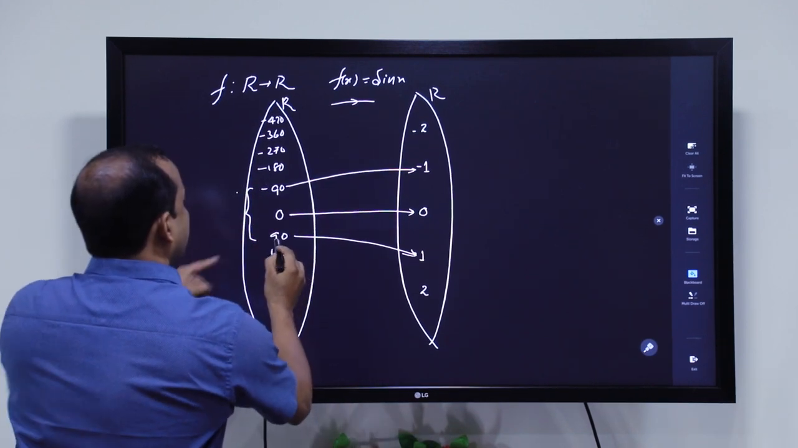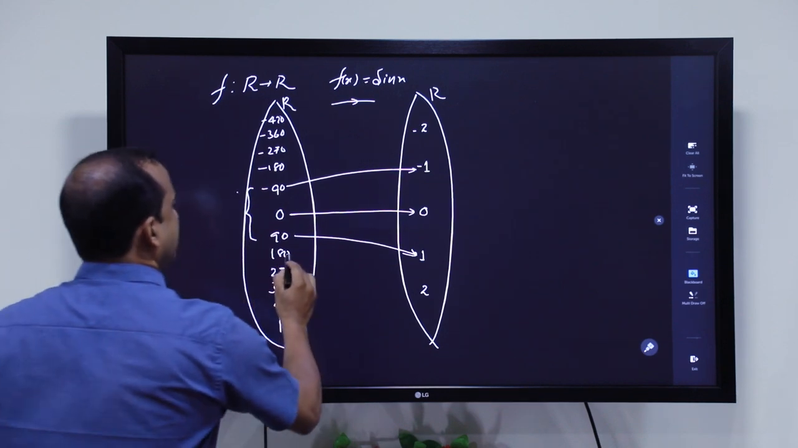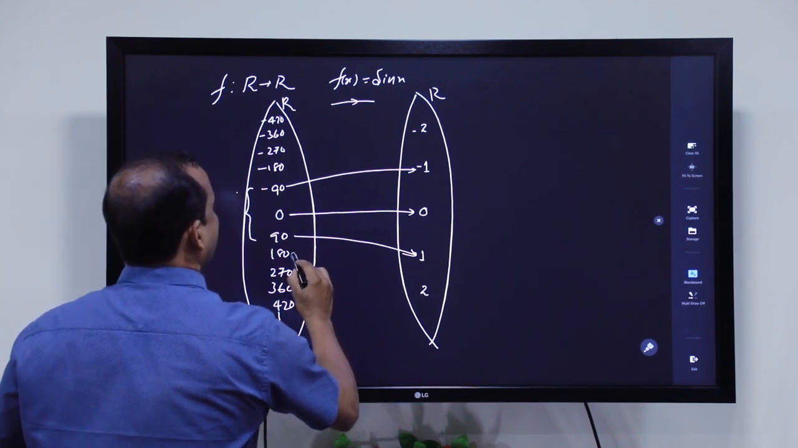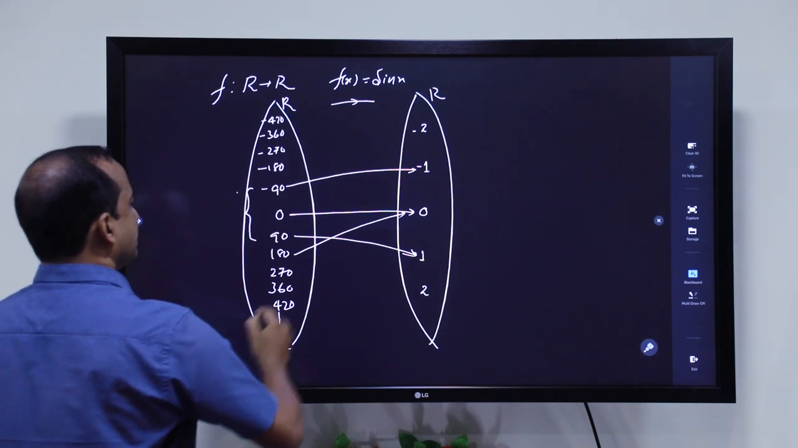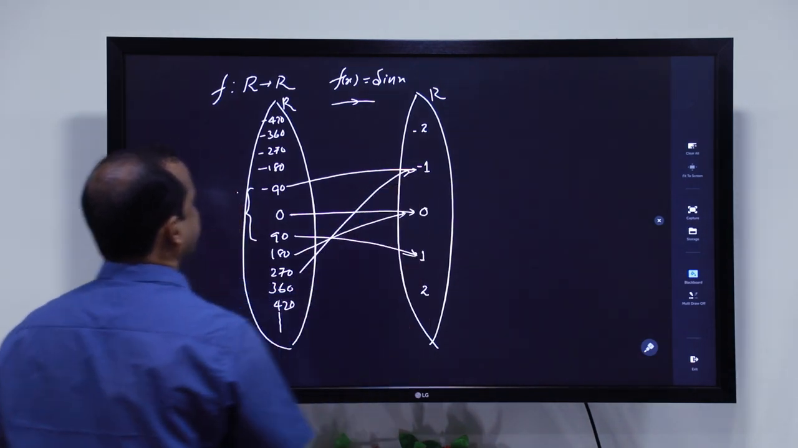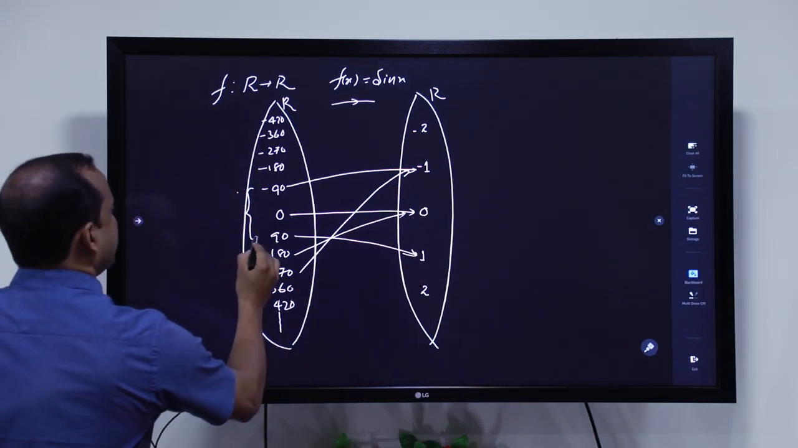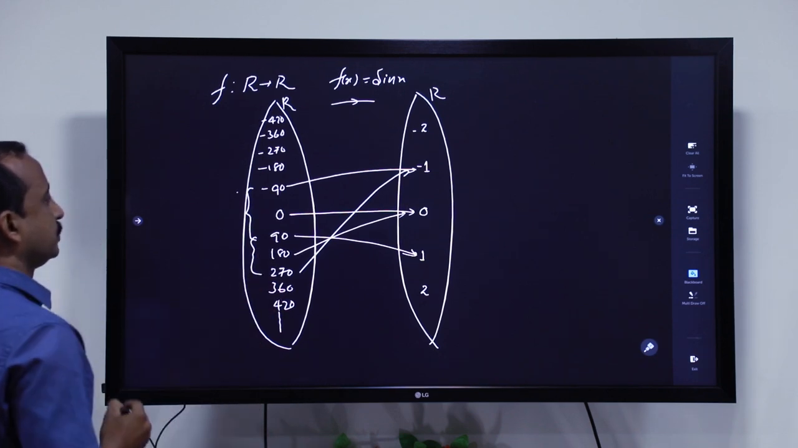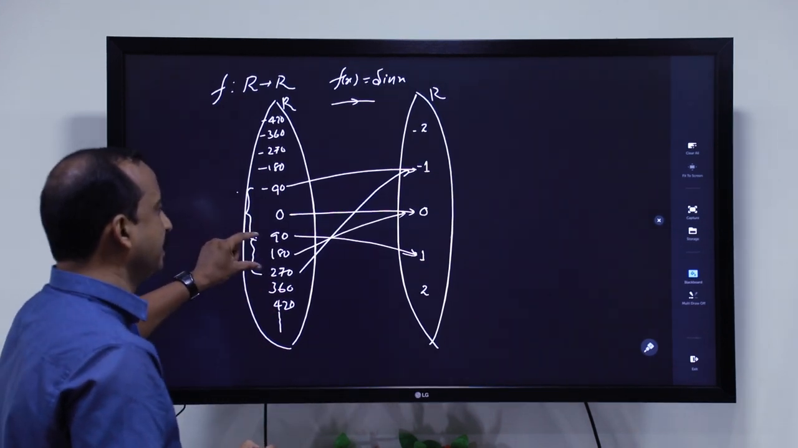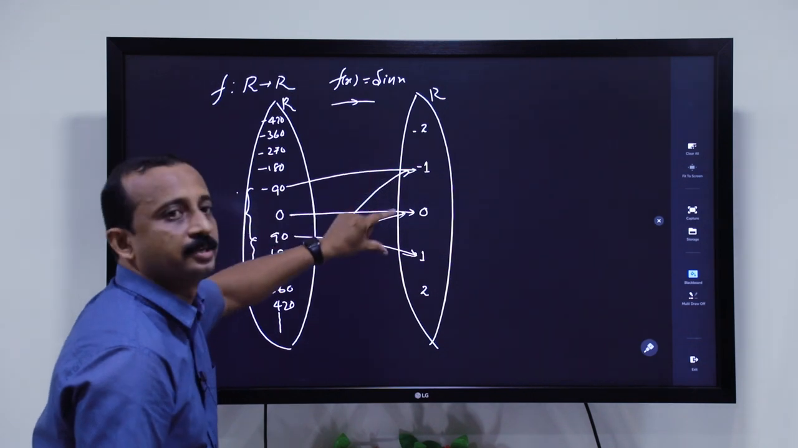Now, sin 90 is 1, then sin 180 is 0, and sin 270 is minus 1. Again, from plus 90 to 270, the images are lying between minus 1 and 1.